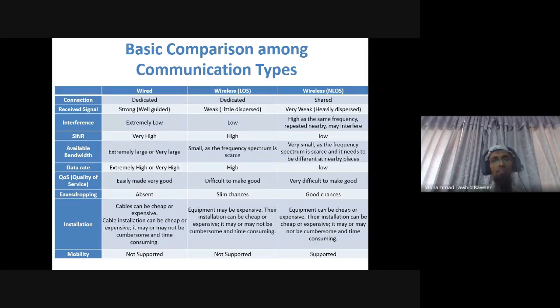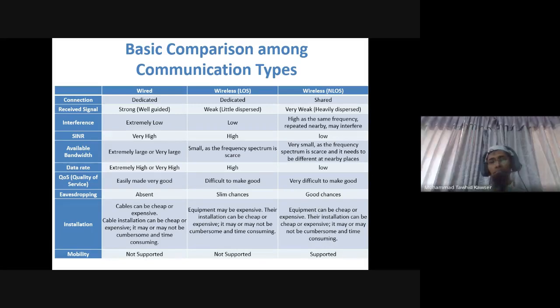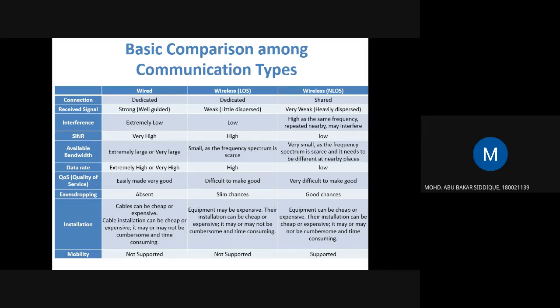Sir, when we are talking about interference, when you disperse the signal, there are lots of surfaces in the region. So doesn't it interfere with itself? I mean, suppose a signal is reflecting from a building and another signal is reflecting from the opposite building, and they are interfering with each other. Doesn't that happen? Definitely, it does. Isn't it a problem?